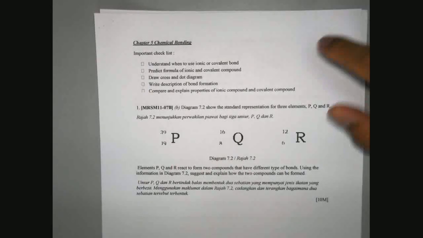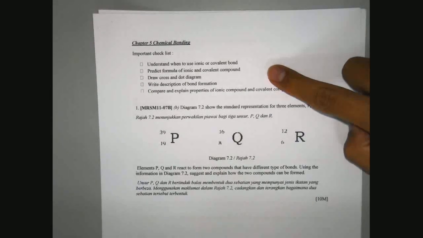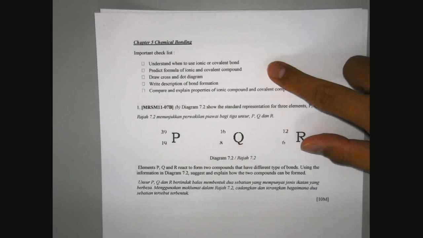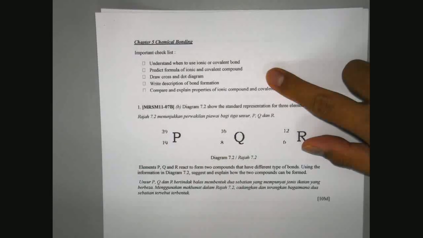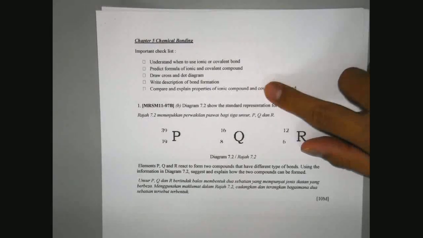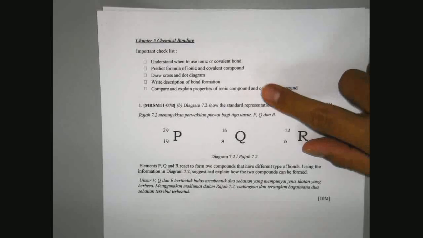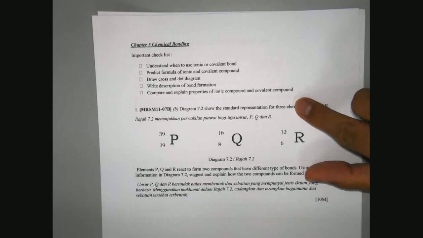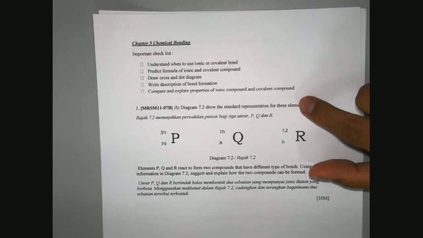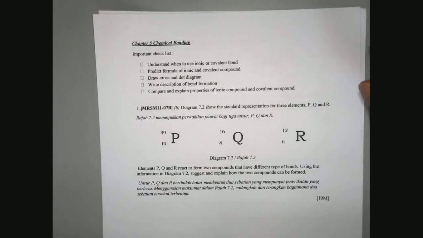First of all, we must be able to understand when to use ionic and covalent bond. We must be able to predict the formula for the ionic and covalent compound. We need dot diagrams, and we must be able to write the description for the bond formation. And in the end, we must be able to compare and explain the properties of ionic and covalent compound. So we try to go for all these objectives one by one.